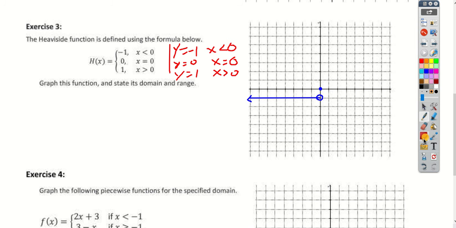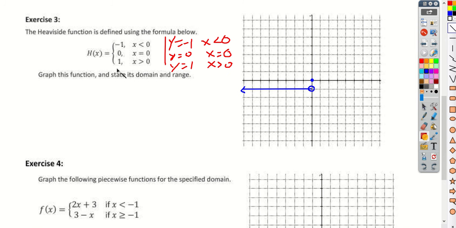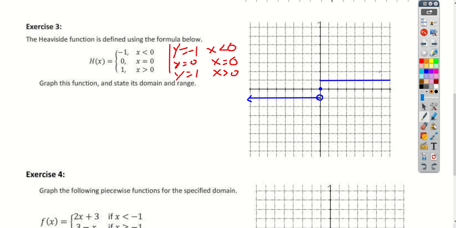And then the same thing happens now. As x moves above 0, we're going to use the graph y equals 1. So we're going to get this graph right here. Okay? And once again, open circle because we're not using that point on the graph. All right, that's it.